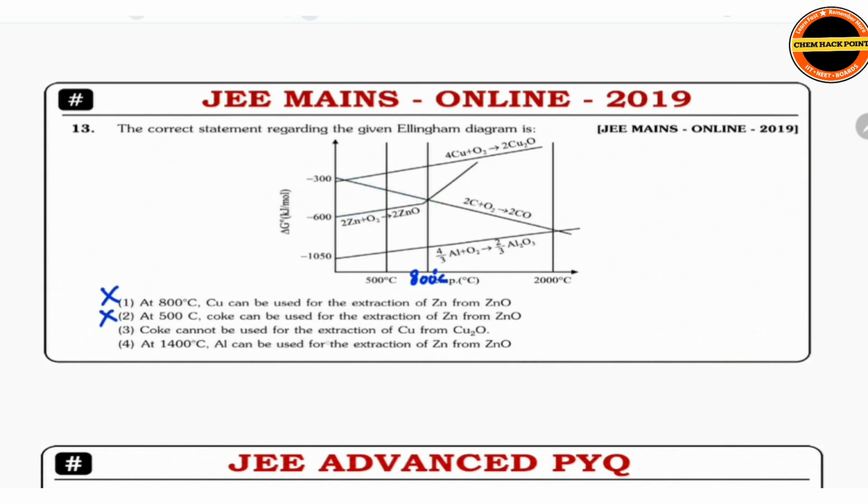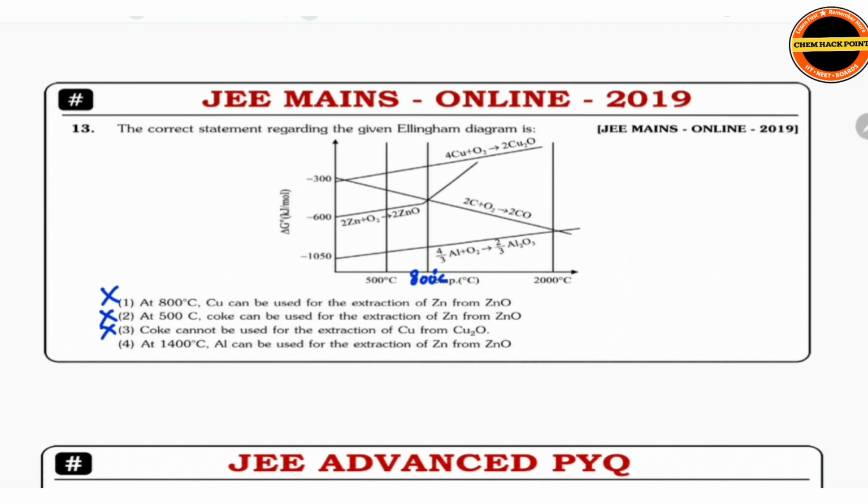Next one: coke cannot be used for the extraction of copper from copper oxide. Let us see. Coke is carbon here. Why can it be used? Here the line of carbon is below the copper line, so it can reduce. They mention that it cannot be used, so this is also false. We can use it because the line of carbon is below copper oxide.